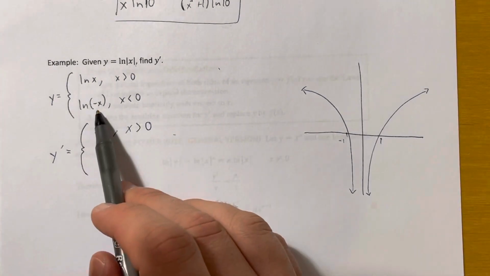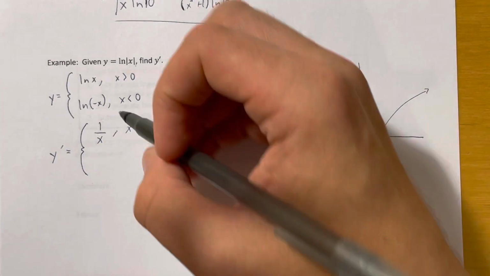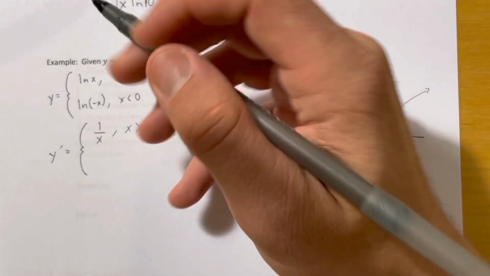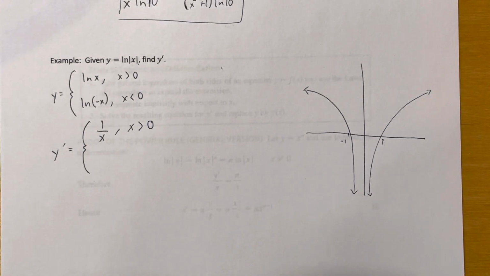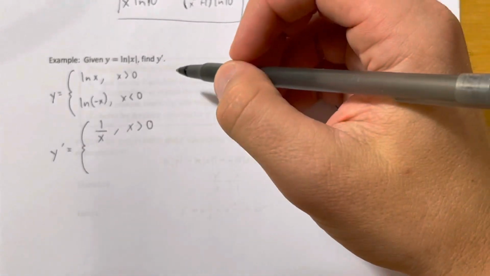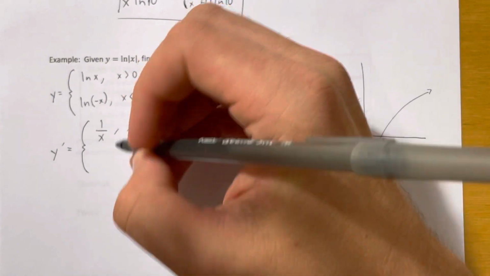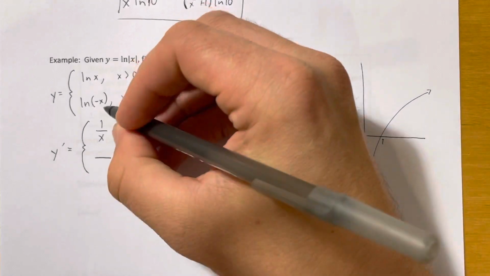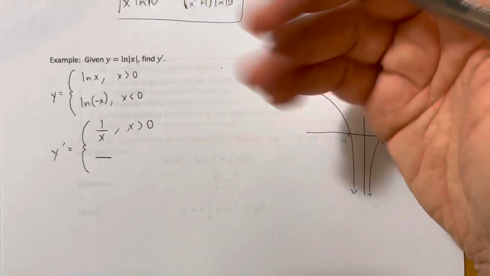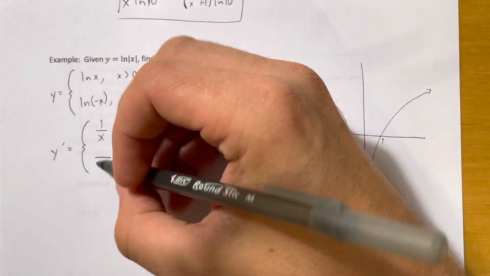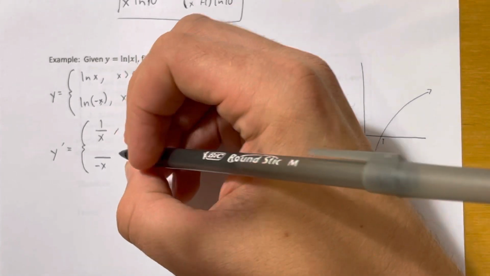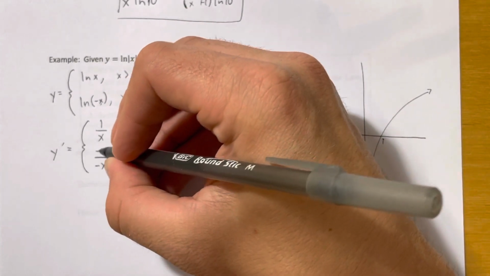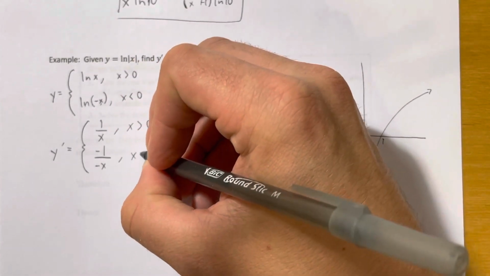And what's the derivative of the natural log of negative x, I should say? Well, in this case, actually, instead of the chain rule, let's use what we did before. So it's going to be this argument in the denominator, negative x, and then the derivative of that argument in the numerator, which is negative 1. That's when x is negative.